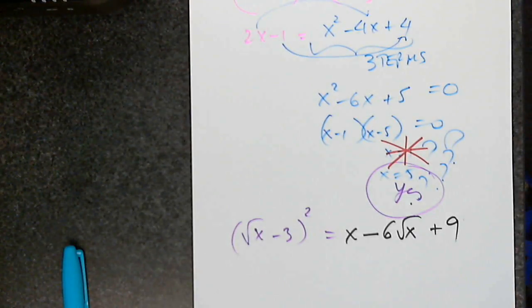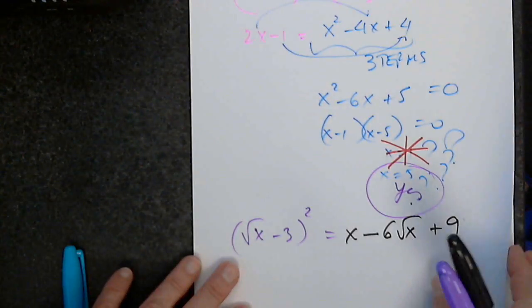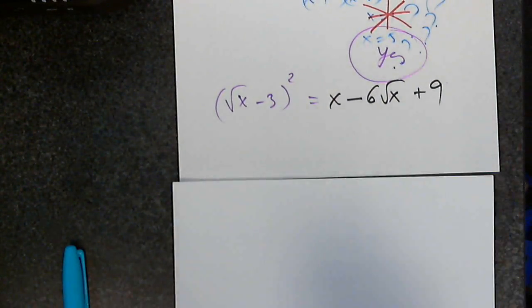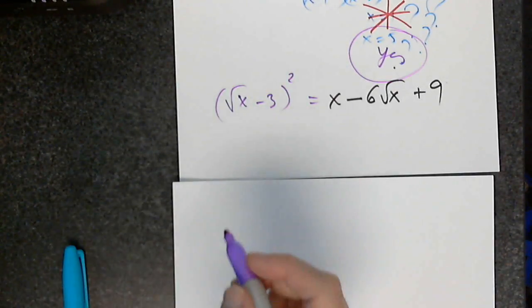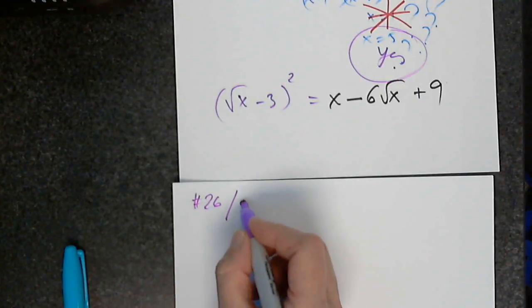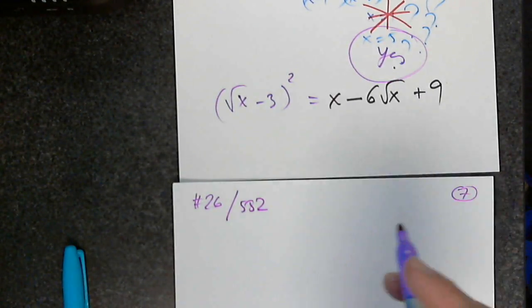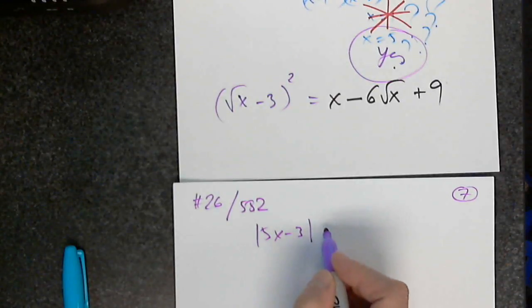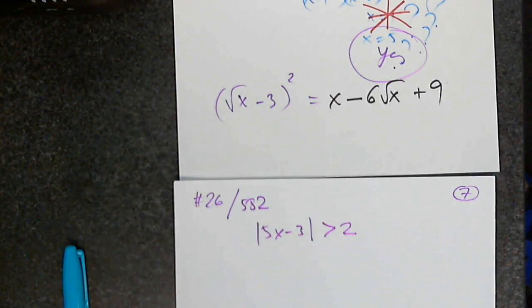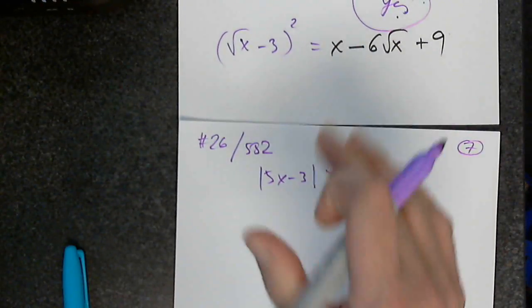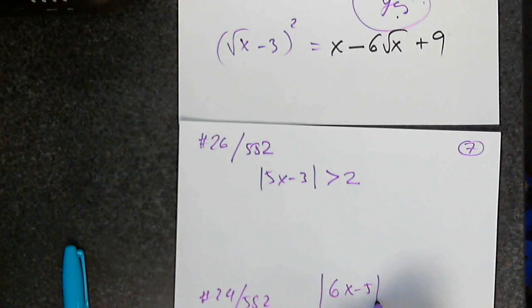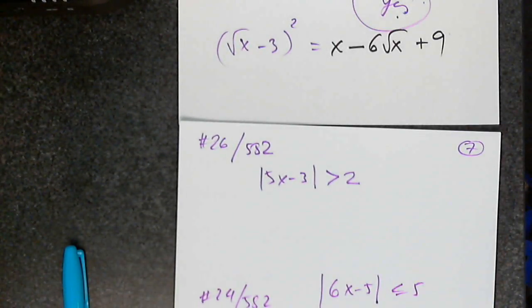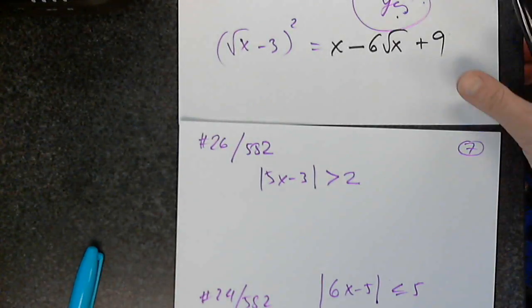The absolute value equation, inequality. Inequalities. Okay, so let's start with absolute value inequalities. I'm looking at the end of chapter 9, and let's look at 26 on page 582. And that is the absolute value of 5x minus 3 greater than 2. And of course, there is a second option with number 24 on the same page, where the absolute value of 6x minus 5 less than or equal to 5. These are two different situations, and they will be treated differently.